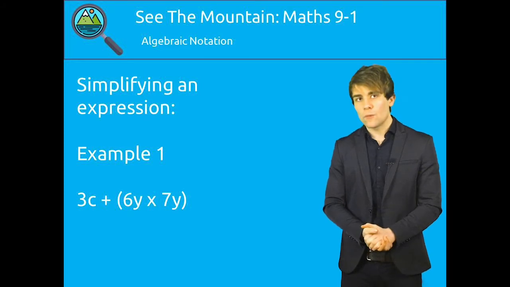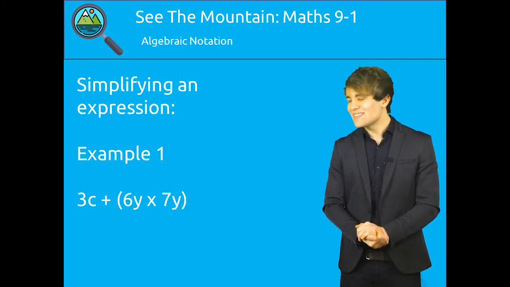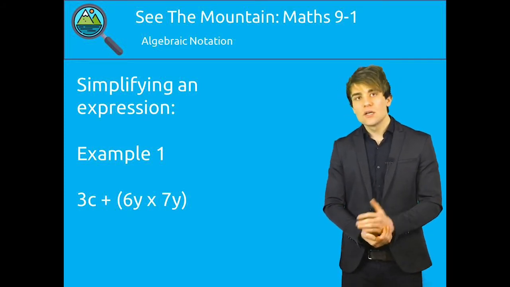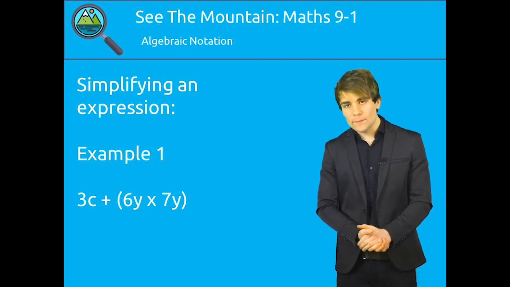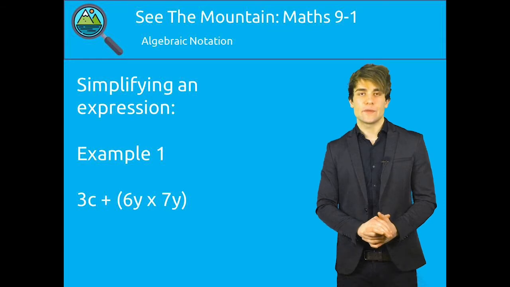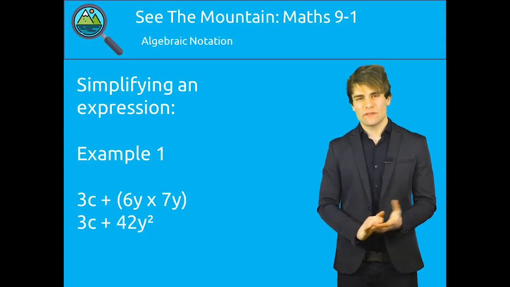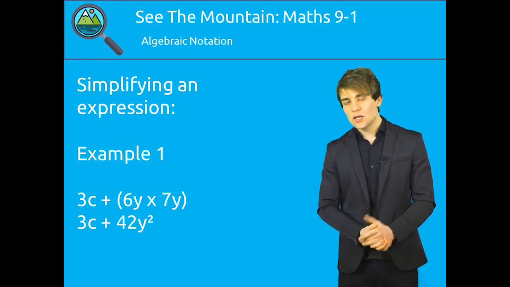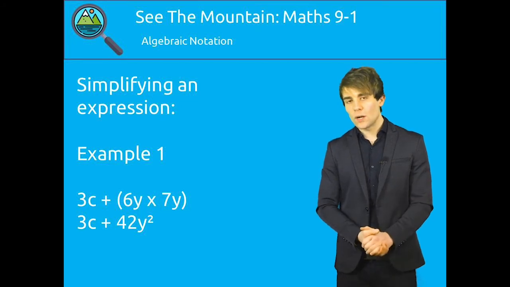Let's see how this looks when we simplify a full expression. Here we've got example 1. Let's start off with what's inside the brackets as always. So 6y multiplied by 7y: 6 sevens are 42. The two y's make y squared. We've got the 3c on the outside. So our final answer would be 3c plus 42y squared.